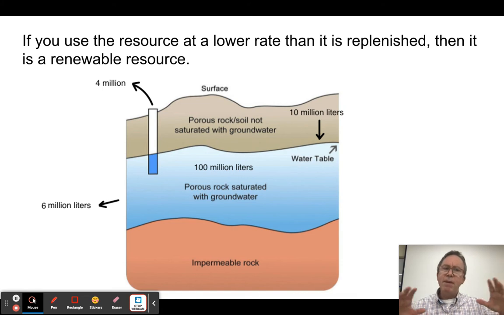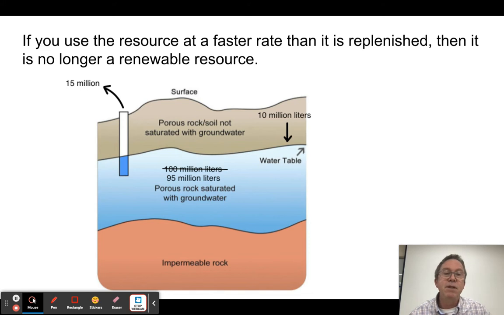I'll never run out. But then my city grows, or I put in some golf courses and I need more of that water. Well, now I start pumping 15 million liters a year. Well, guess what? It's replenishing at 10 million liters a year, but I'm exploiting at a rate of 15 million liters a year. I will run out of it. All right. So each year I have less of it. And over the course of a few years, it's going to be gone. So I turn a renewable resource into a non-renewable resource.